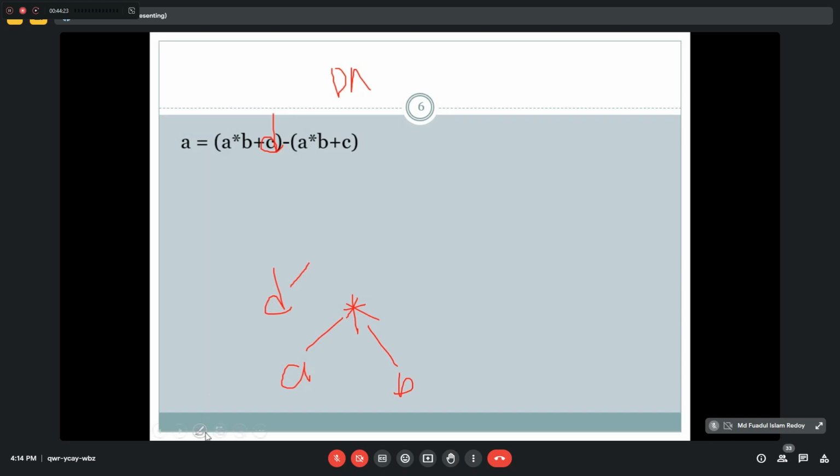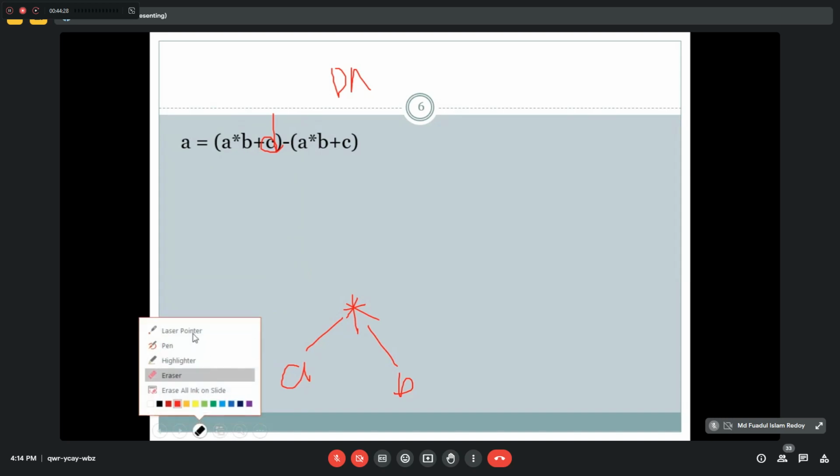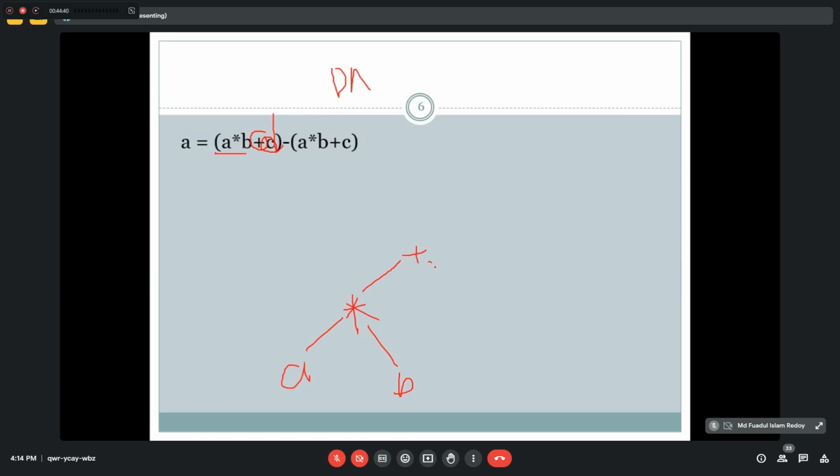One thing I want to mention: you need to maintain right child and left child. If I am calculating this plus, A into B is actually the left child, so I need to write it like this, then D. This is very important. If you cannot indicate the left child and right child properly, your marks will be deducted. So this plus, A into B is the left child and D is the right child. Done. Now look at this one.